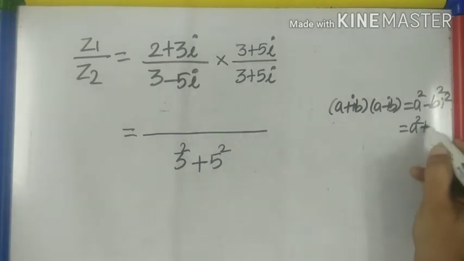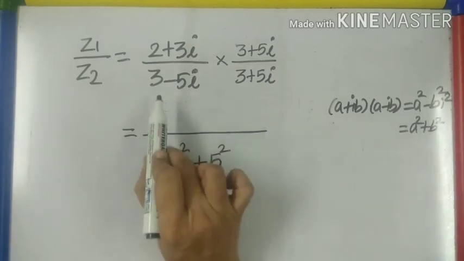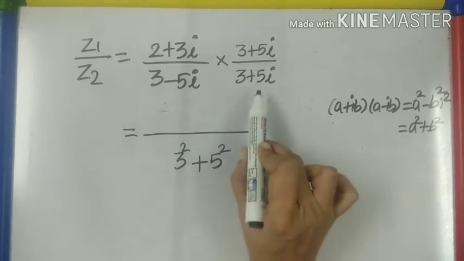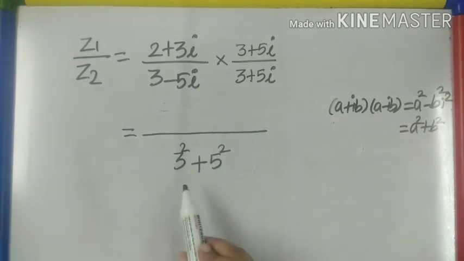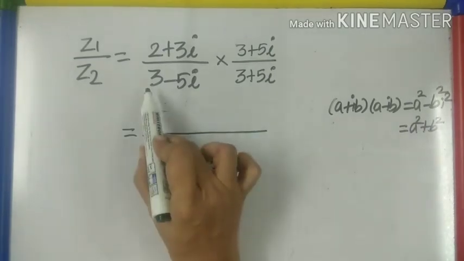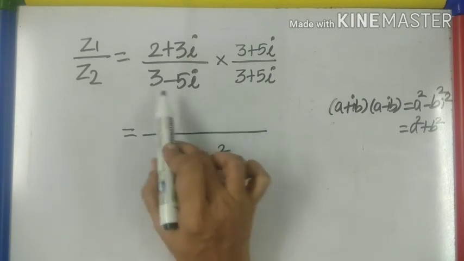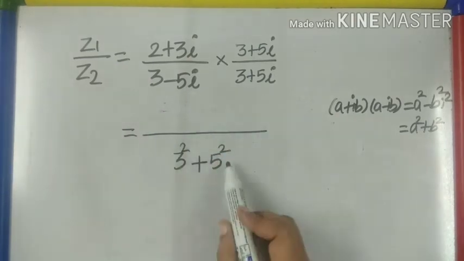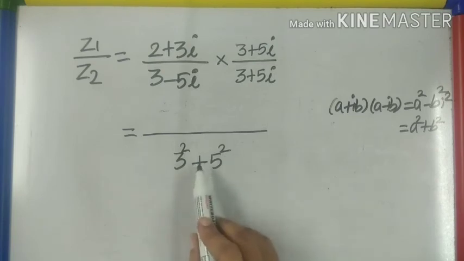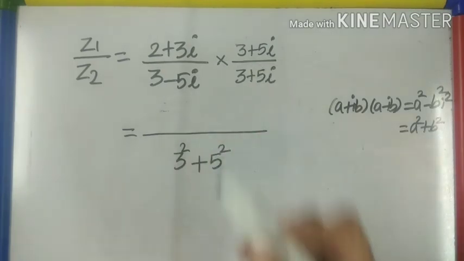So let us remember, whenever I multiply a number and its conjugate, my answer is so simple, square plus square. 3 square plus 5 square. Do not see the symbols, all that. Squaring always yields a positive quantity. The numerator, already we learned how to multiply. So we are going to apply that pattern.